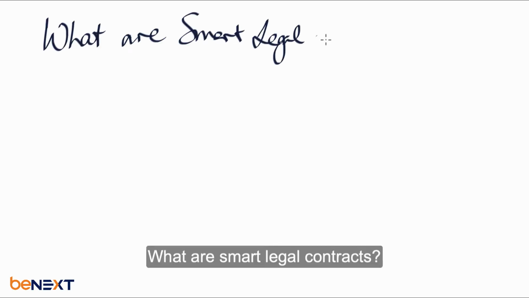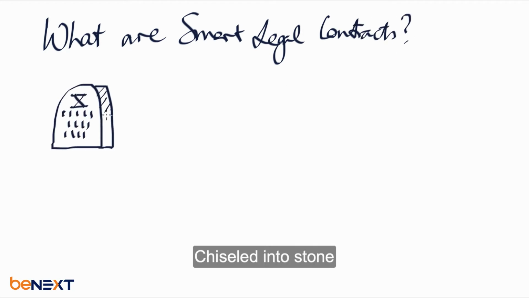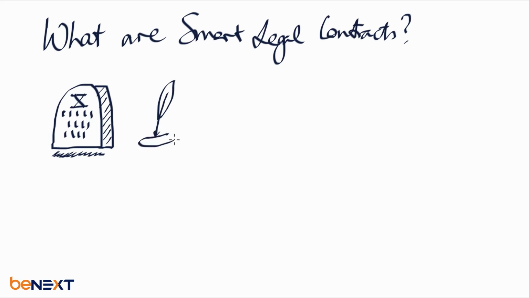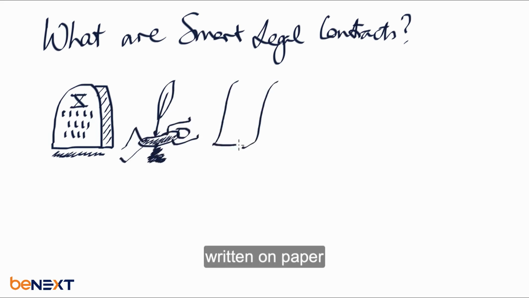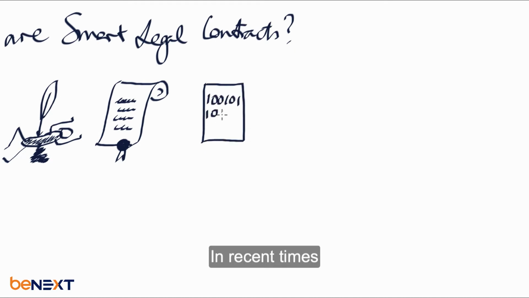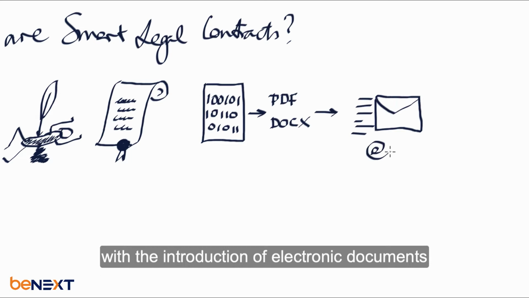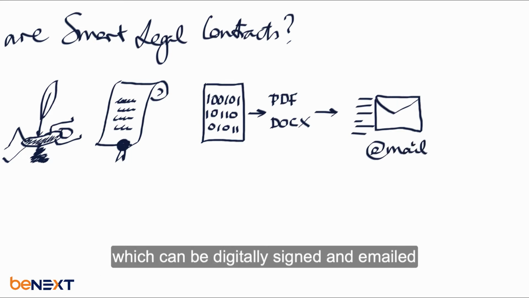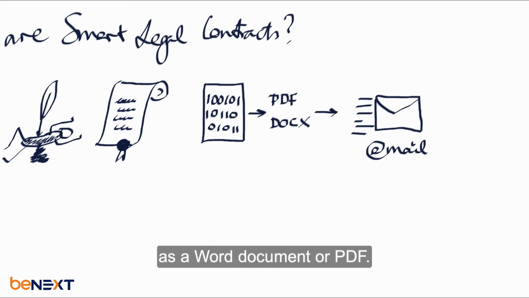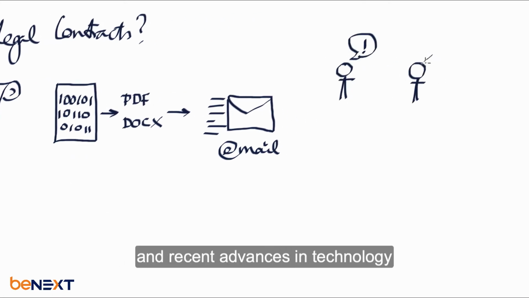What are smart legal contracts? Contracts have been around for millennia. Chiseled into stone, signed in blood, written on paper, or sealed with wax. In recent times, technology has improved things a little with the introduction of electronic documents, which can be digitally signed and emailed as a Word document or PDF. However, despite the many years and recent advances in technology, they haven't changed that much.